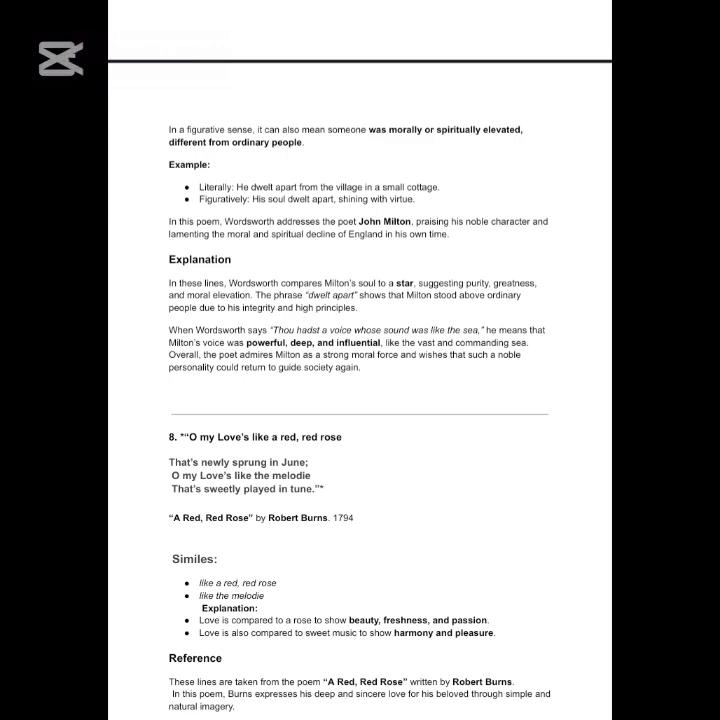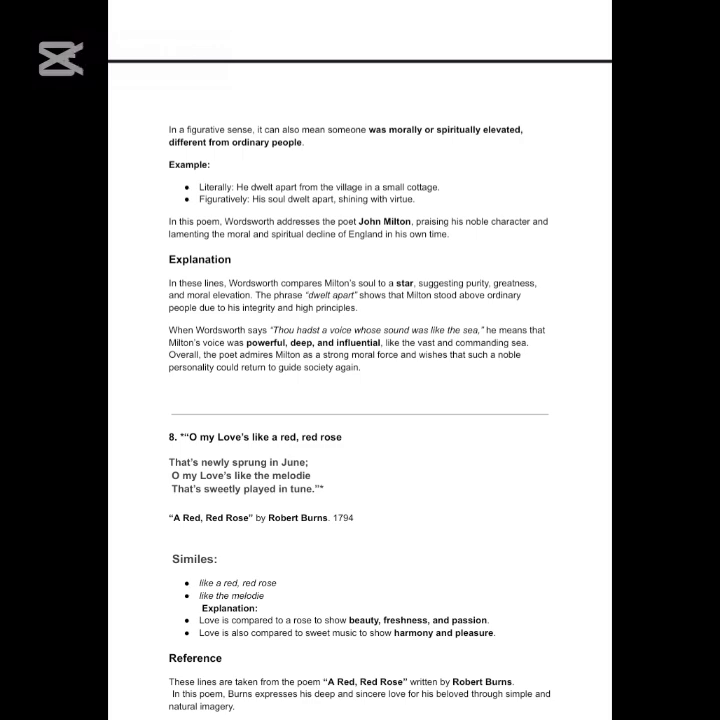In these lines, Wordsworth compares Milton's soul to a star, suggesting purity, greatness, and moral elevation. The phrase "dwelt apart" shows that Milton stood above ordinary people due to his integrity and high principles. When Wordsworth says, "Thou hadst a voice whose sound was like the sea," he means that Milton's voice was powerful, deep, and influential, like the vast and commanding sea. Overall, the poet admires Milton as a strong moral force and wishes that such a noble personality could return to guide society again.